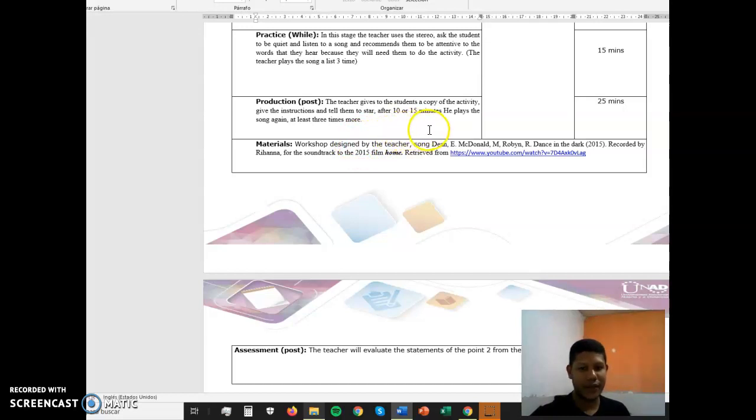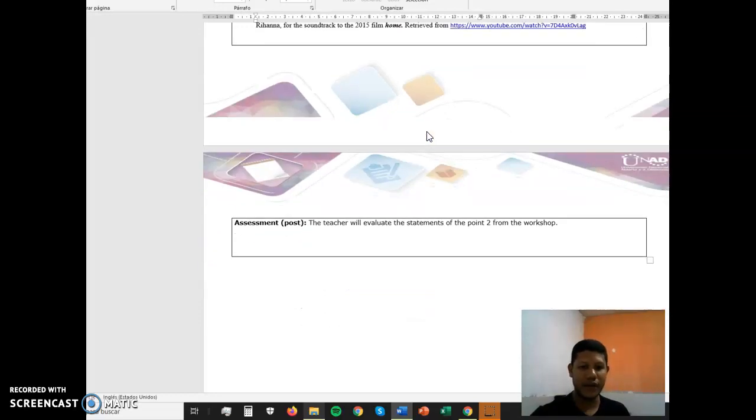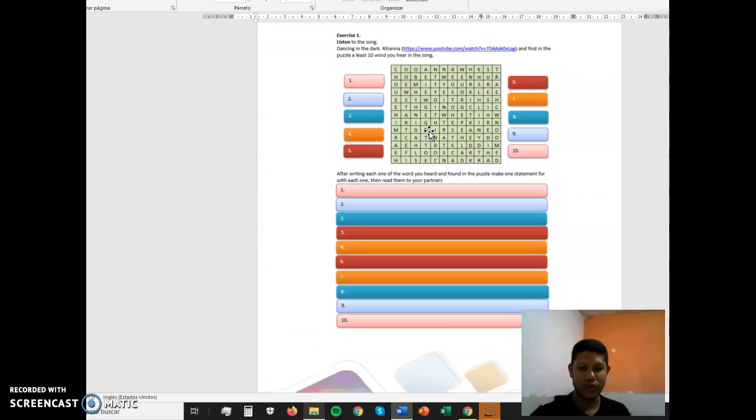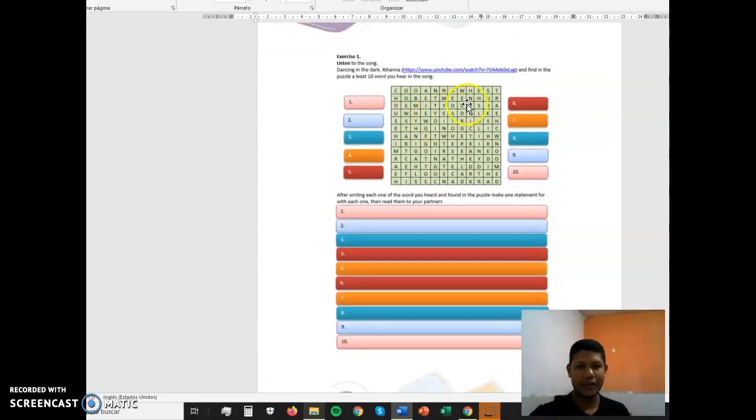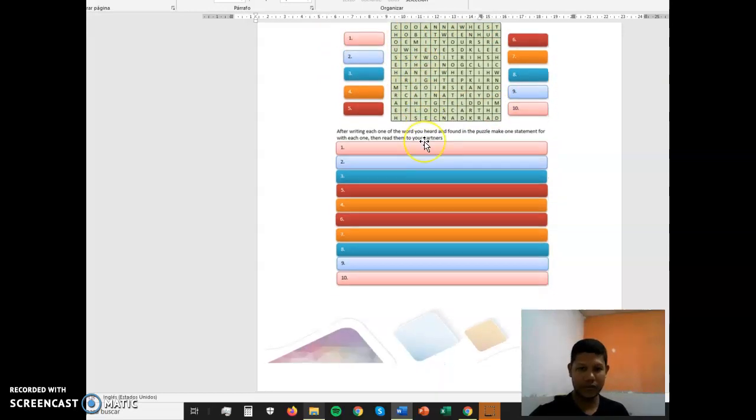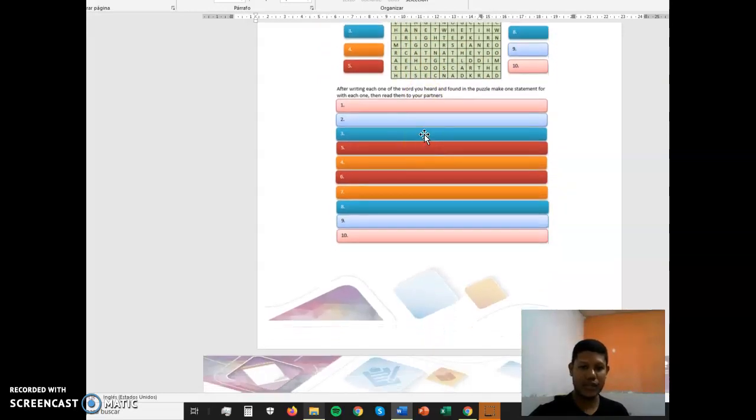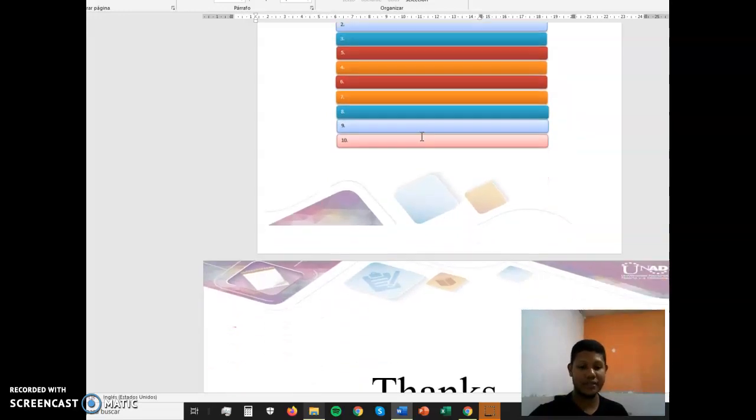He plays the song again because they need to listen very well, because they have to complete this worksheet that contains two exercises. The first one is to look for some words in a puzzle, and then with those words write some statements.